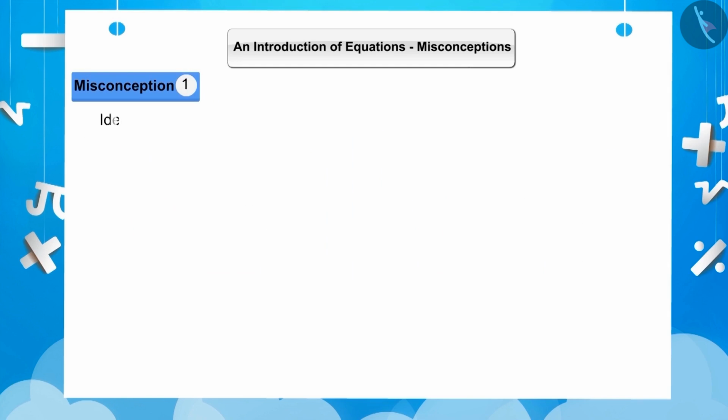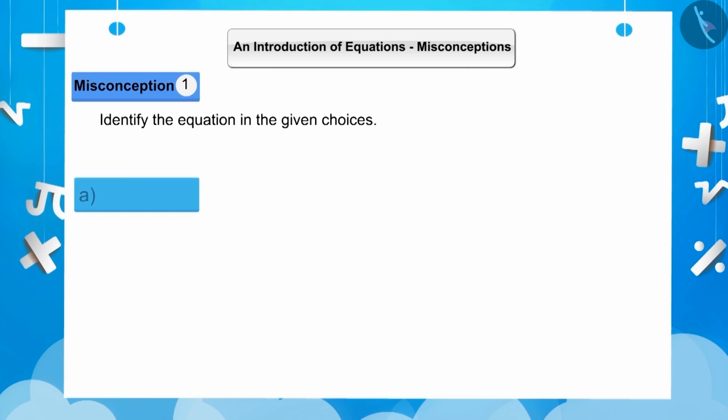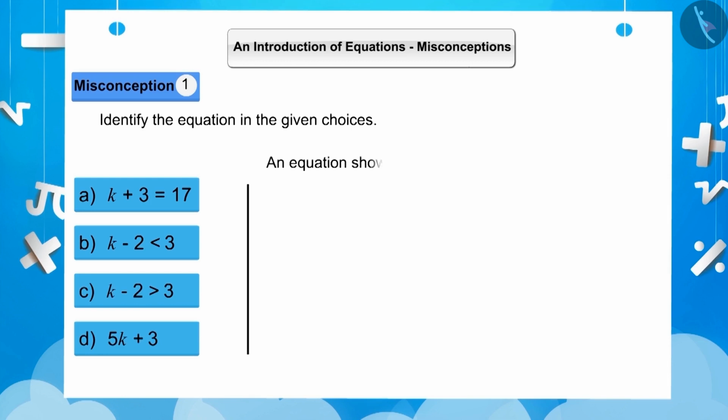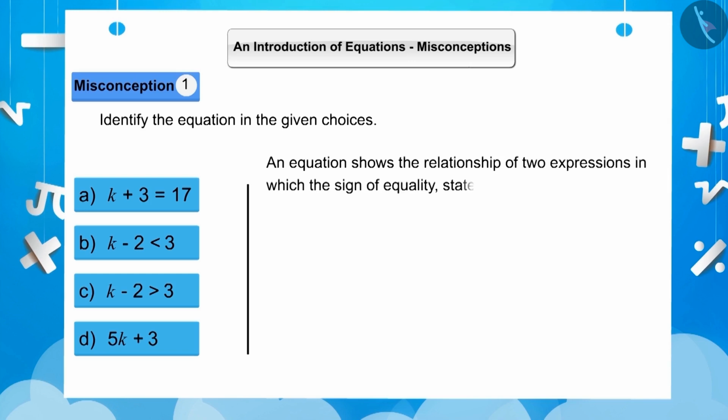Misconception 1. Identify the equation in the given choices. A. K plus 3 is equal to 17. B. K minus 2 less than 3. C. K minus 2 greater than 3. D. 5k plus 3.